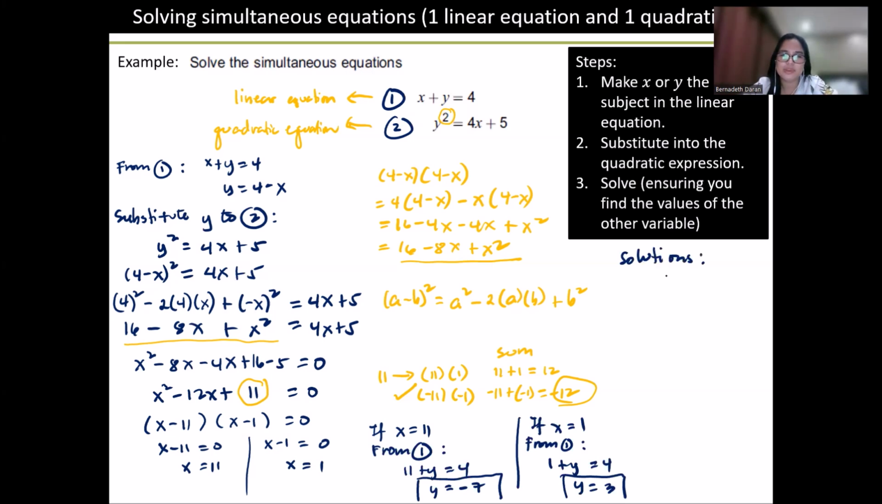Okay, so therefore, our solutions are x is equal to 11, y is equal to negative 7, and x is equal to 1, and y is equal to 3. Okay, so we have two solutions in this given. Now, why are we having these two solutions? Let's try to graph.